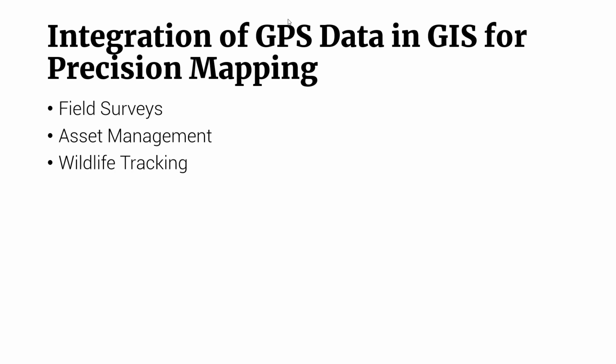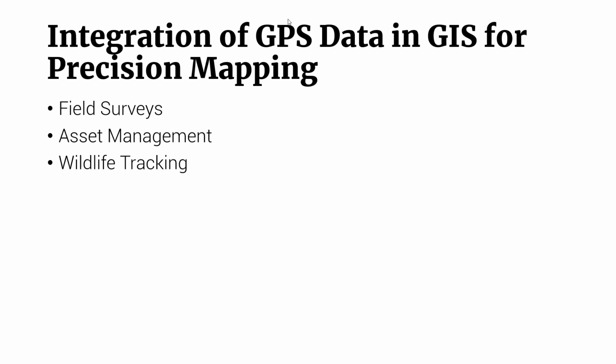The GPS receivers, the surveyors, collect coordinates, latitude, longitude, and of course, elevation data. Then, this data is imported into GIS software, aligning the spatial coordinates with corresponding features on the map. So, this is how we collect data and integrate in GIS. First, field surveys.